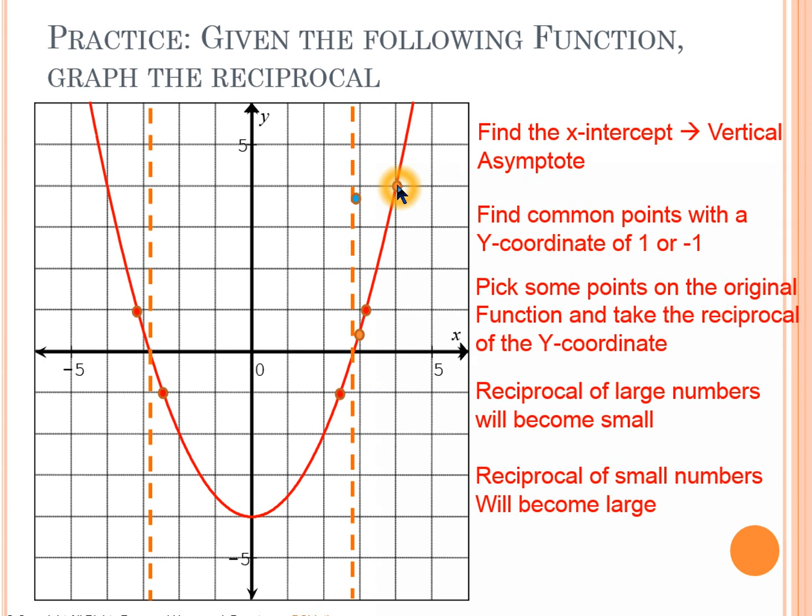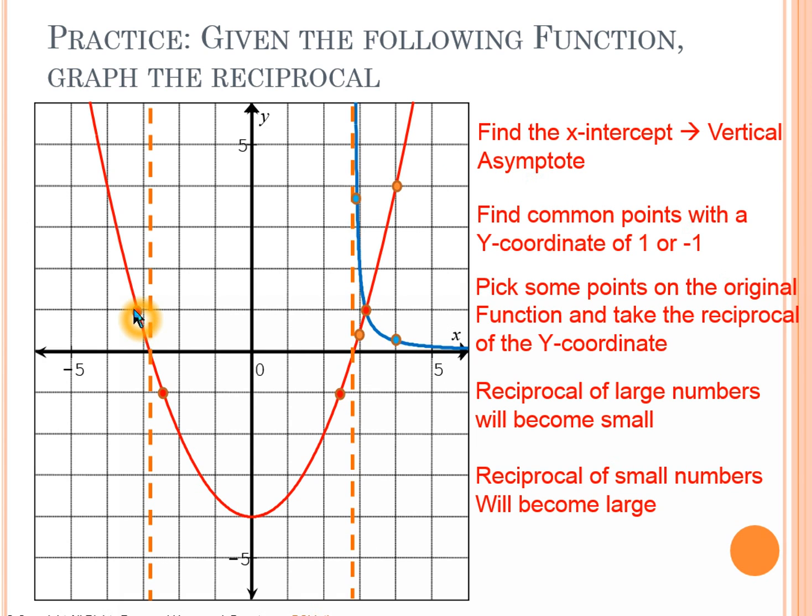Now here's another random point. This has a height of 1, 2, 3, 4. So this has a height of 4, which is a large number. So the reciprocal of a large number will now become small. So my reciprocal should be somewhere down here. And there it is. All right, so I have 3 points, 1, 2, and 3. And if you want, you can just connect those dots, and this would be my reciprocal for that part of the graph. Now, over on this side, the graph will behave very similarly to this graph right here.